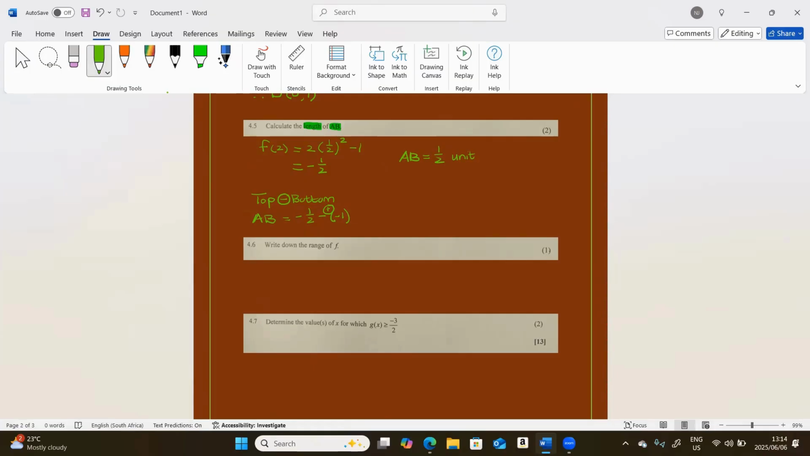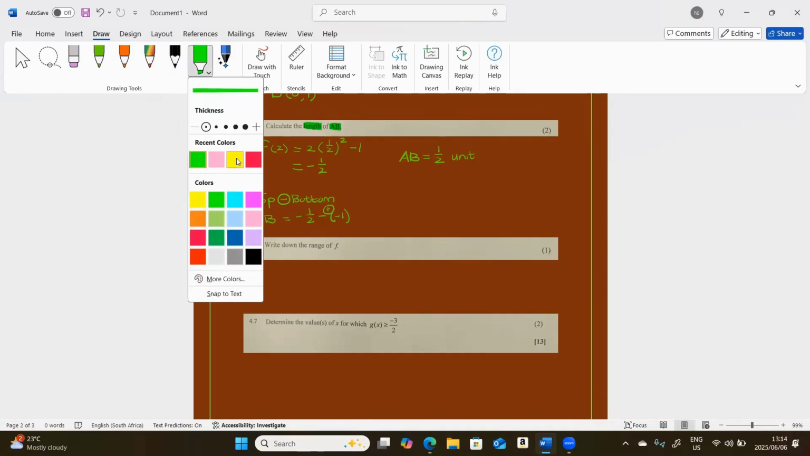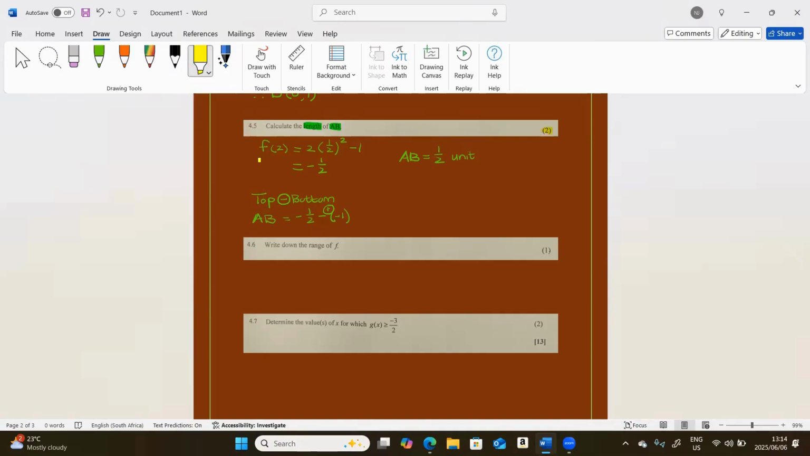It's very important to know that when you work with a vertical length, you need to work with the y values of those two coordinates. Then you take the top y value minus the bottom y value to get your final answer. So this it's not going to be green. Let's make this one yellow.